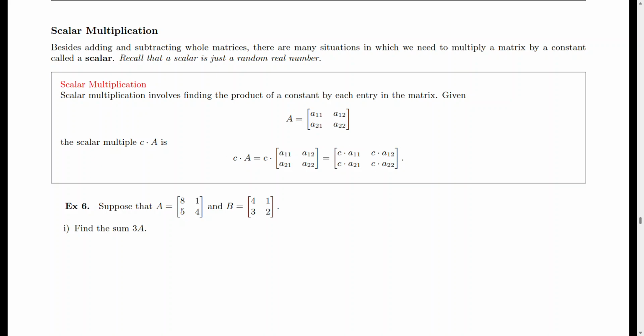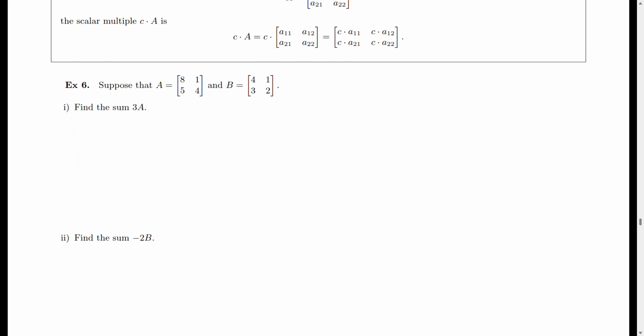So we'll give it a shot here with example number 6. It says A is a 2 by 2 matrix with the numbers 8, 1, 5, 4. And for part 1, we want to find the product 3 times A. There's not supposed to be the word sum right here, just the product 3A. So I'm supposed to multiply 3 with the matrix that we call A, which is 8, 1, and 5, 4.